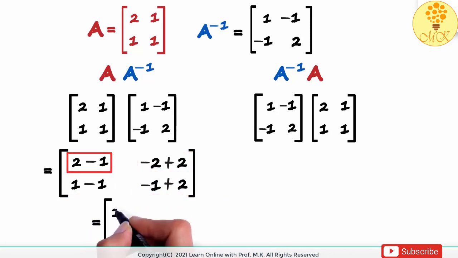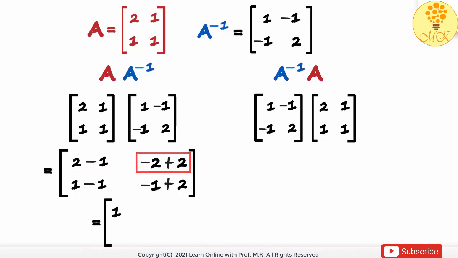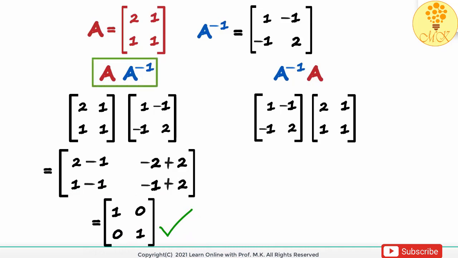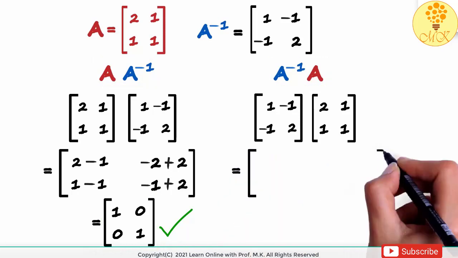Now we just calculate the 4 elements. 2 minus 1 is 1. -2 plus 2 gives us 0. 1 minus 1 is 0. And -1 plus 2 equals 1. Yes, we get an identity matrix. A times A inverse gives us the identity matrix. What about this product? Why don't you pause the video and find out what this product gives us?